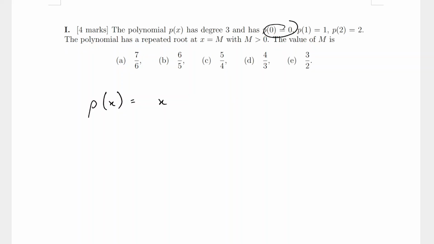Now, it can't be power 1 because it's repeated. It's squared. And it can't be a cube as well because the other root is at 0. Right? So there's no cube involved. So it must be a square.